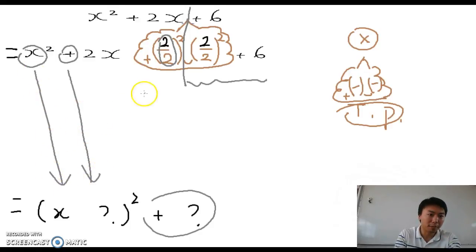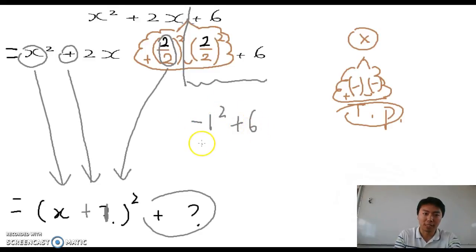Now the last thing, make sure it's inside the bracket squared in my turning point form. So I will end up with x plus 1. This plus, if it's minus, I put minus. In this case it's a plus, so I put a 1 here. The last bit here is even easier. What I have is a negative 1 squared plus 6, which will give me a positive 5. And this is the turning point. The turning point is negative 1, 5.